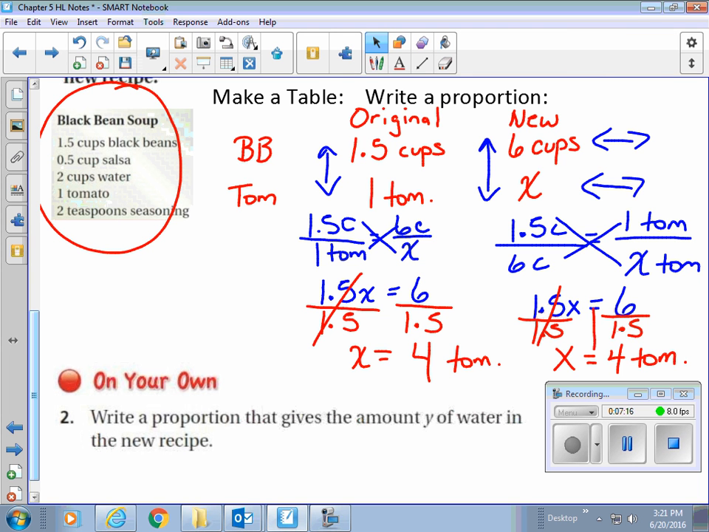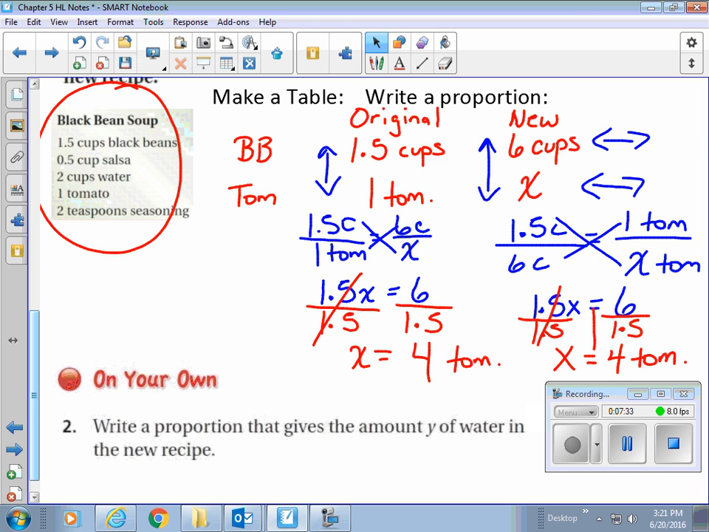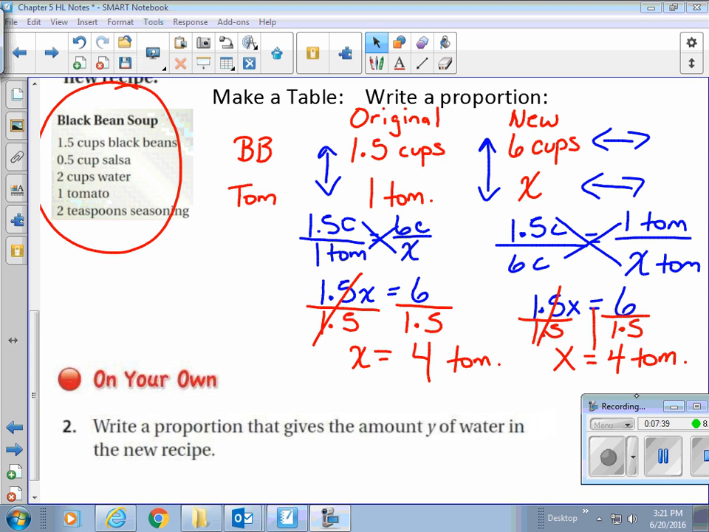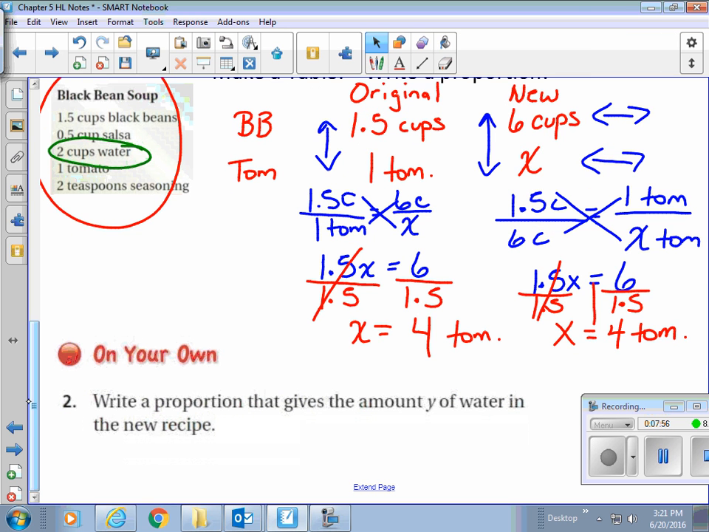The next question: write a different proportion that gives the number of x tomatoes in the new recipe. So I actually gave you both of them. Write a proportion that gives you the amount y of water in the new recipe. So you're going to look at number 2 here. See if you can come up with a proportion based on what you already know. You already know that we have 1 1/2 cups of black beans to 1 tomato, and you can use that information to figure out how much water you need, based on the fact that the original recipe calls for 2 cups of water. So see if you can write a proportion, either vertically or horizontally.